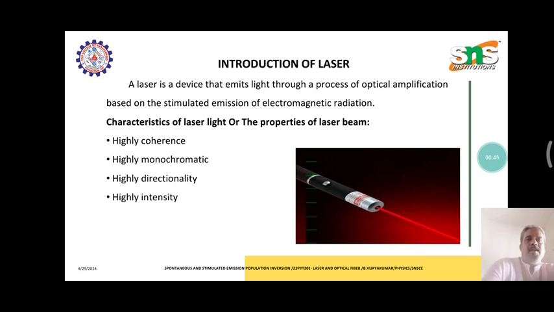A laser is a device that emits light through a process of optical amplification based on the stimulated emission of electromagnetic radiation. The characteristics or properties of a laser beam are that it is a highly coherent, highly monochromatic, highly directional and high intensity beam.